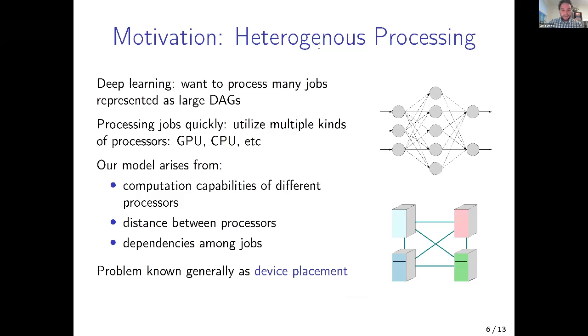So we're motivating the model with an example from machine learning. In deep learning, we often want to process large DAGs. In order to do these quickly, we might use multiple kinds of processors, GPUs, CPUs, etc. So our model arises from these different capabilities of the processors, which is modeled as machine speeds, the distance between processors, which is the delay, and the dependence among the jobs, which is the precedence ordering. In general, this problem is known as device placement.